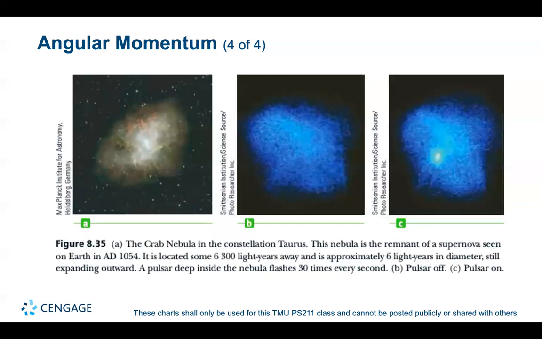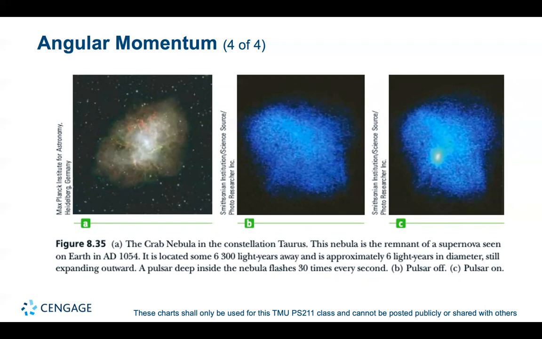So here's a figure of the Crab Nebula in the constellation Taurus. The nebula is a remnant of the supernova seen on Earth in AD 1054. It is located some 6,300 light years away and is approximately 6 light years in diameter and is still expanding outward.